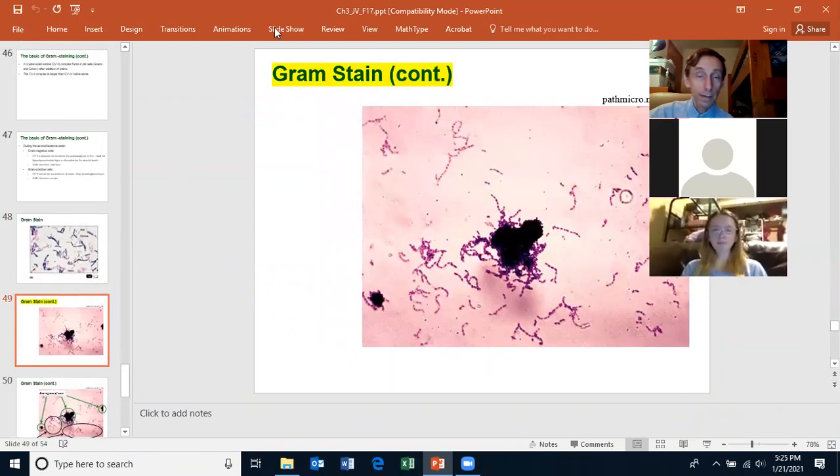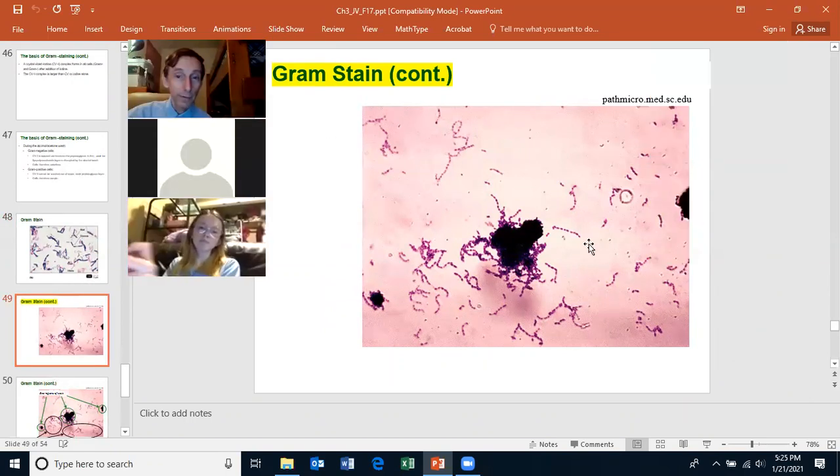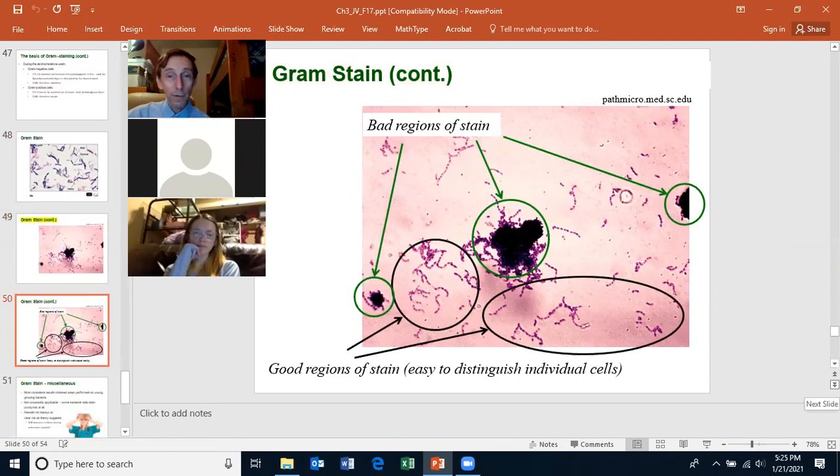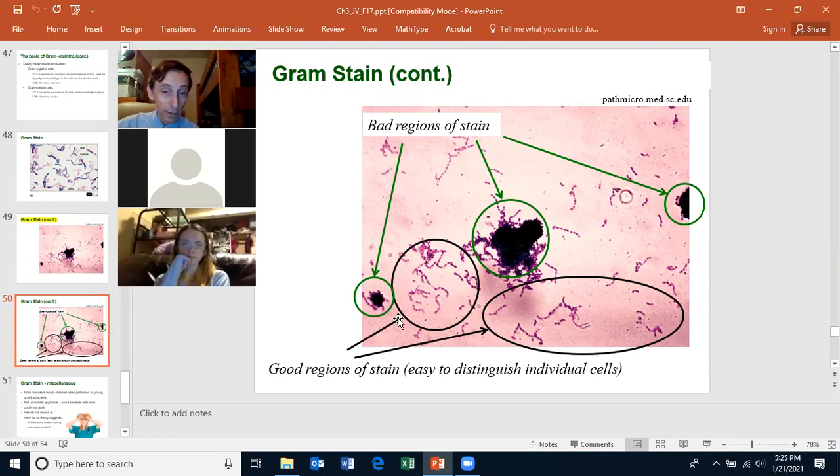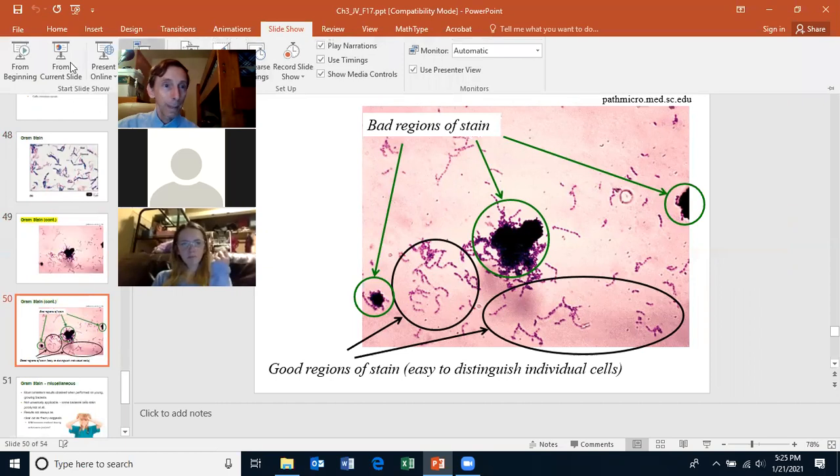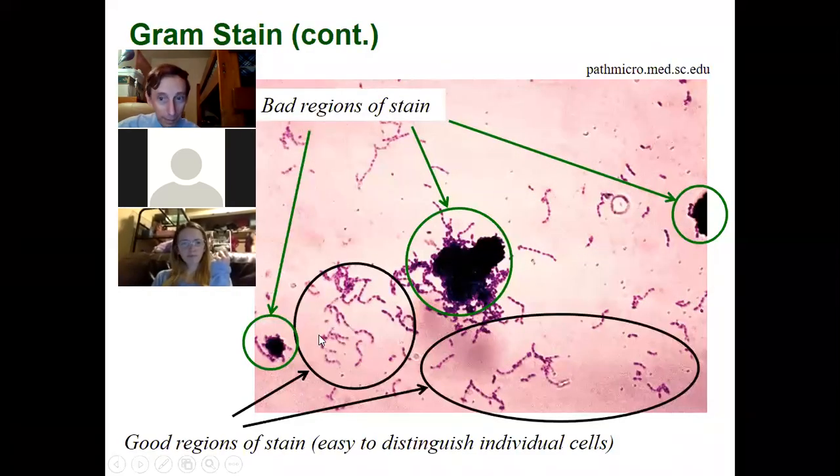The gram stain is not so easy to interpret. Like if you were to get a slide like this, how do you read that? Well, there are bad regions in a slide and there's good regions in a slide. Use the good regions of the slide to make your reading on the gram stain. Let me blow that up a little bit. It might not be totally apparent, but you'll notice that there's a darker staining around here.